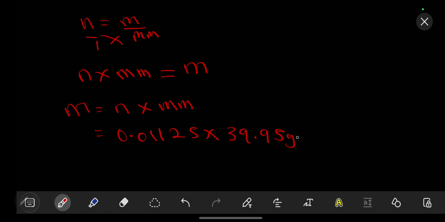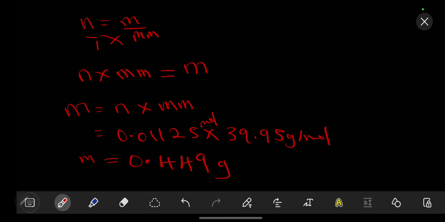So when we multiply these two, we end up with the mass equal to 0.0125 times 39.95. This will give us 0.449 grams.